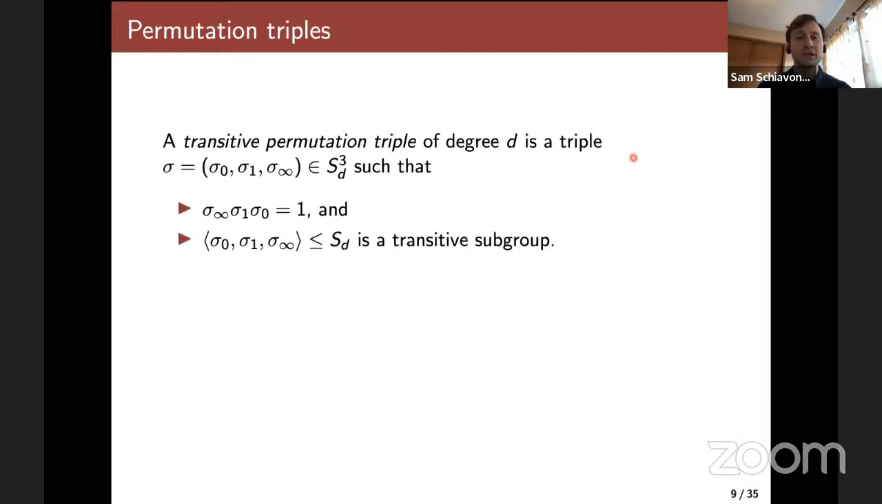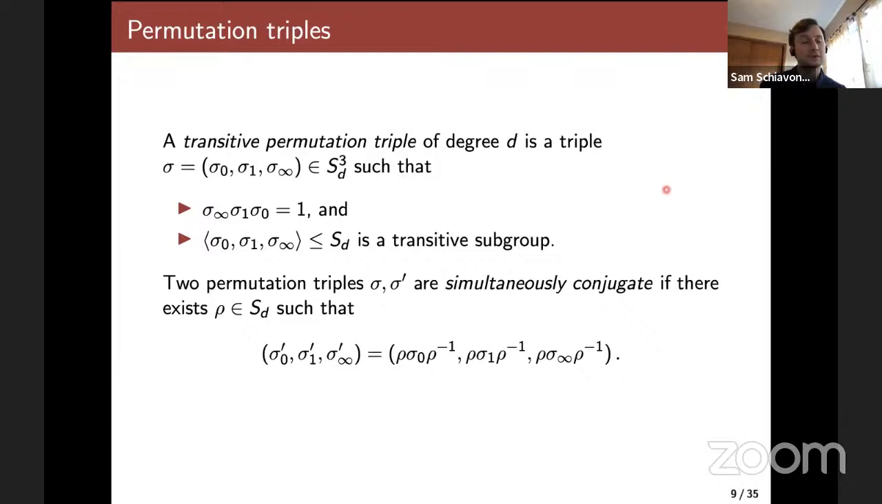Okay, a transitive permutation triple of degree D is a triple of permutations, which we'll denote sigma, consisting of sigma 0, 1, and infinity. They're permutations on D symbols, and they have to satisfy the following 2 properties. Their product has to be 1, and the subgroup that they generate inside S_D has to be a transitive subgroup, meaning that the action on 1 through D is transitive.